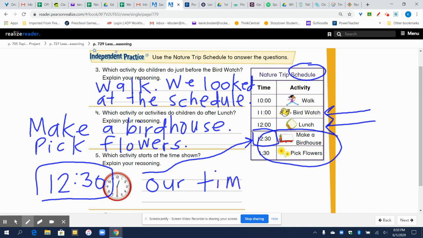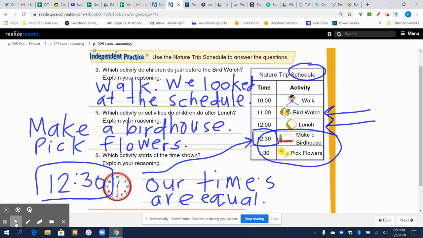That's how we solve this problem. There's a couple of different ways you can solve this problem. Our times are equal, but that's the one we chose this time. Of course, you can just say I checked the calendar. That would be okay too, or the schedule. So you finish number 5, and I'll see you down at number 6.